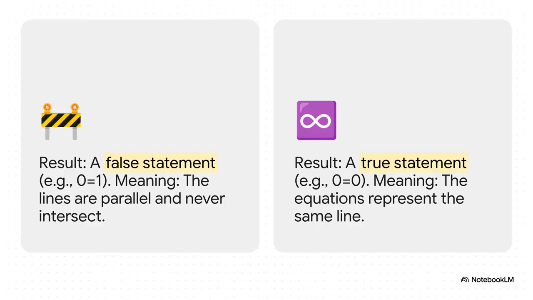It turns out there are 2 special cases. If you do all your algebra and end up with a statement that's just plain false, like 0 equals 1, what does that mean? It means your system is inconsistent. Visually, the lines are parallel. They never ever cross, so there's no solution. But if you end up with a statement that's always true, like 0 equals 0, that's a dependent system. It's a sign that your 2 equations were really just the same line in disguise. They overlap everywhere, which means there are infinite solutions.